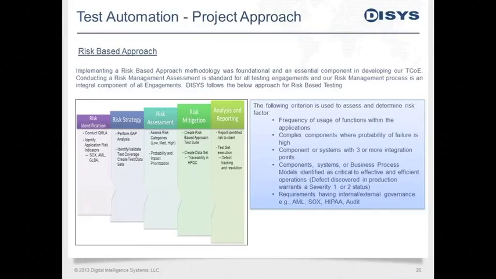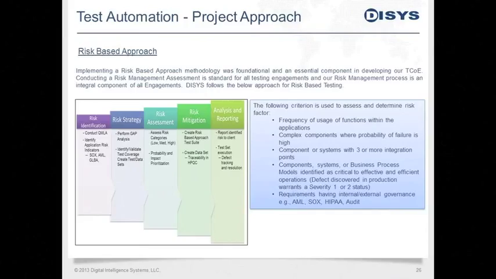When we do a risk-based approach, there are many ways. Over on the right, in the highlighted blue column, this is what we generally go through to determine whether it's an automation candidate or not. We base it on these five criteria: frequency of usage of functions, the complexity or probability of failure is high, components or systems with three or more integration points, whether internal or external, and components, systems, or business process models identified as a critical operating issue.